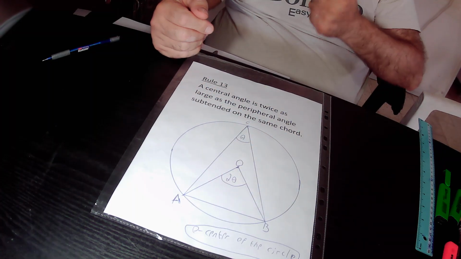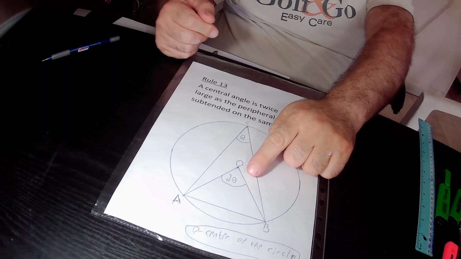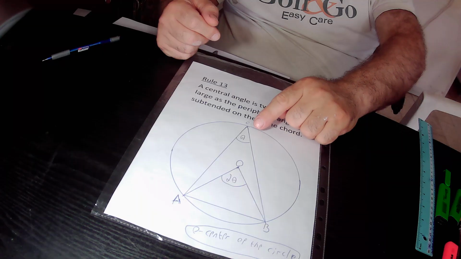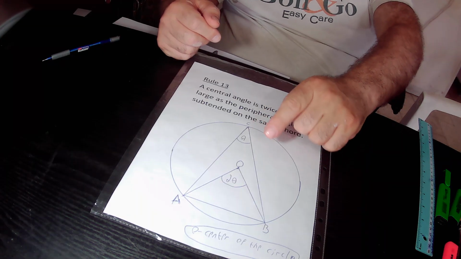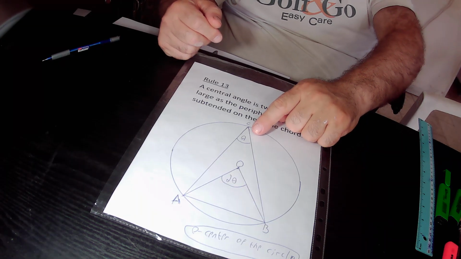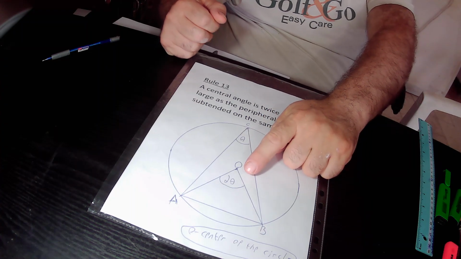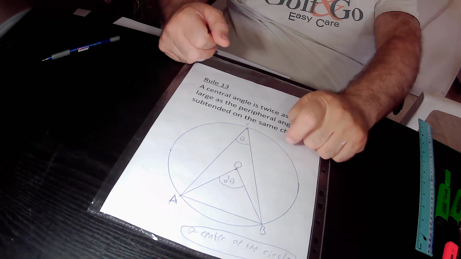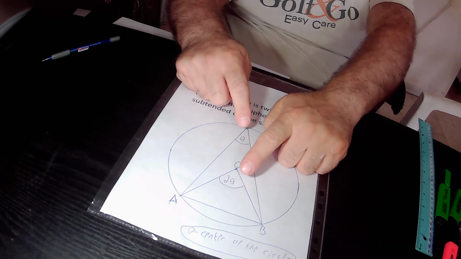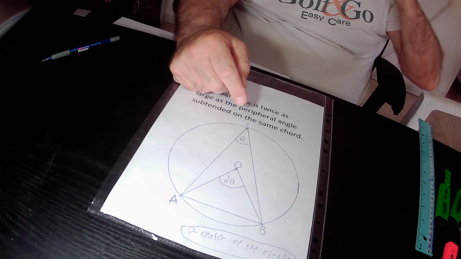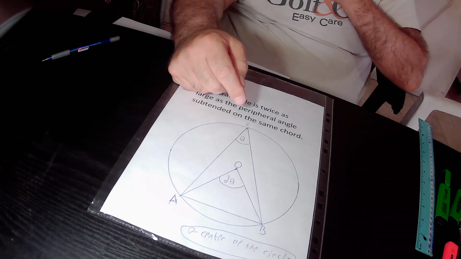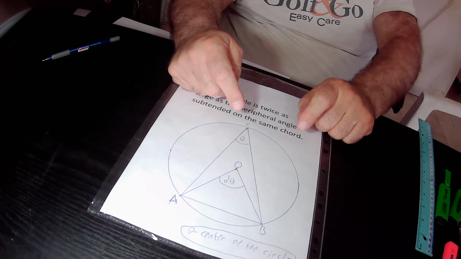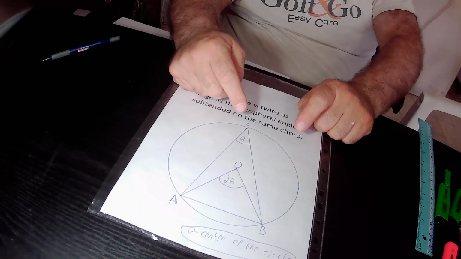And therefore, according to rule 13, the size of this central angle AOB will be twice as large as the size of this peripheral angle ACB. The size of this peripheral angle ACB is theta, and therefore the size of this central angle AOB must be equal to 2 theta. Why? Because both of them are subtended on the same chord AB. So the size of a central angle will always be twice as large as the size of the peripheral angle that is subtended on the same chord.